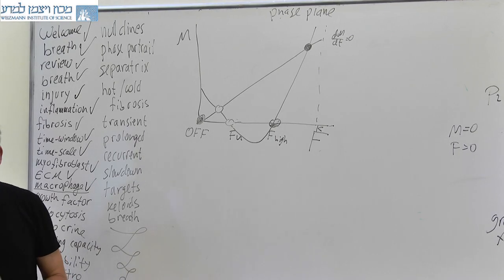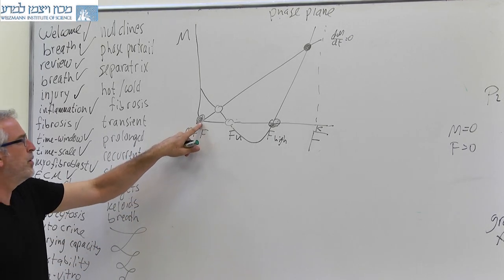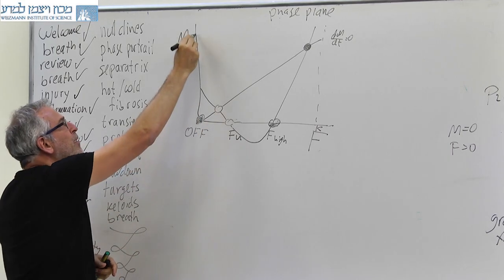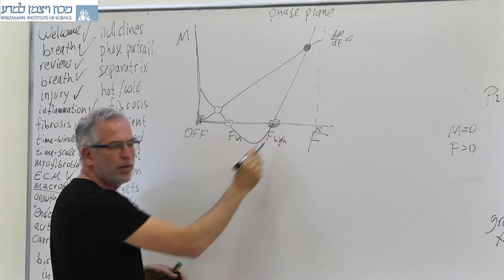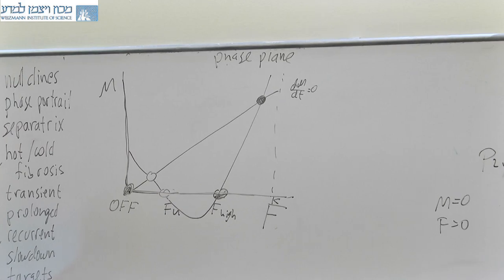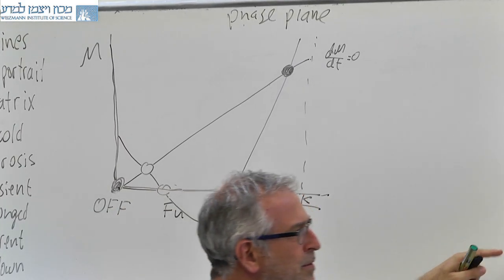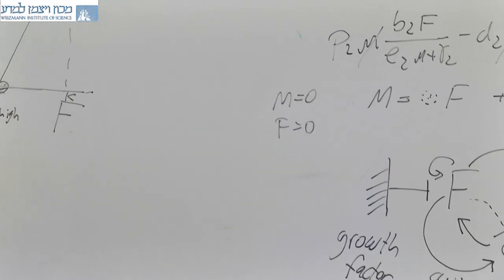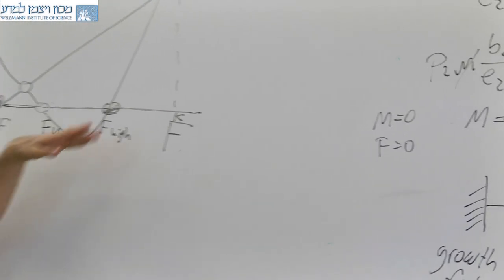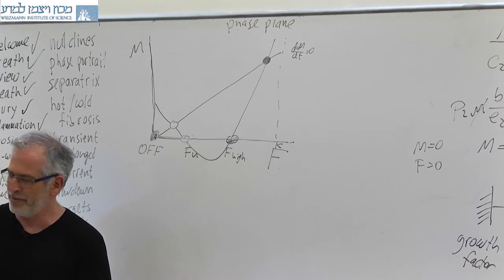It has to cross. How do you get this fixed point? This fixed point? Yeah. It's because m equals zero and f equals zero are null lines. So f equals zero is a null line, because if f is zero, f doesn't change. If m is zero, too, and then you have this extra null point. Did I explain myself? Yeah.